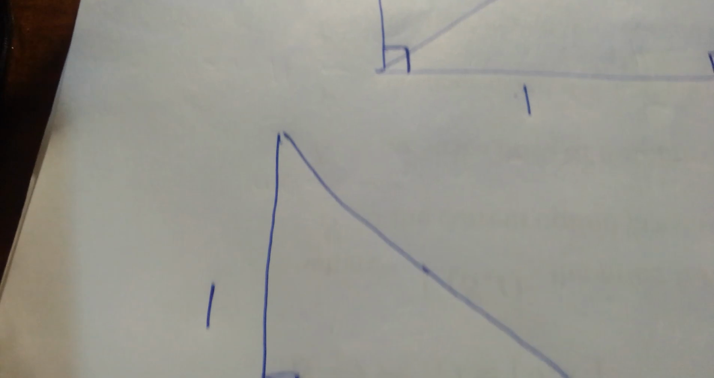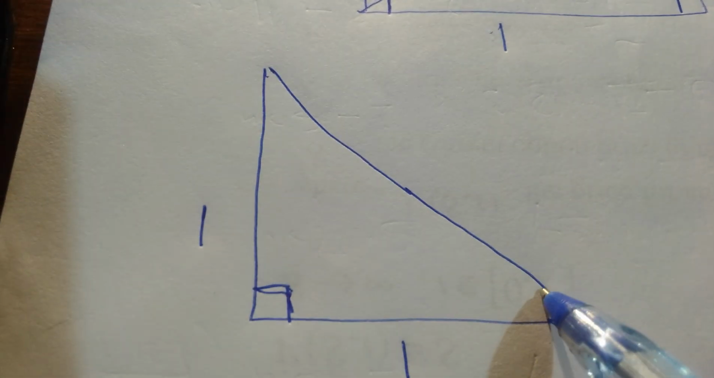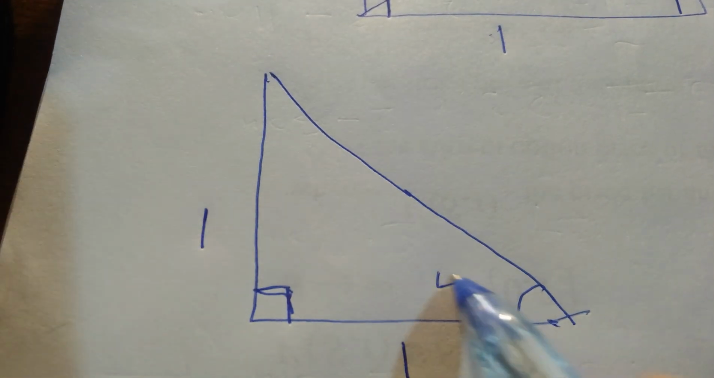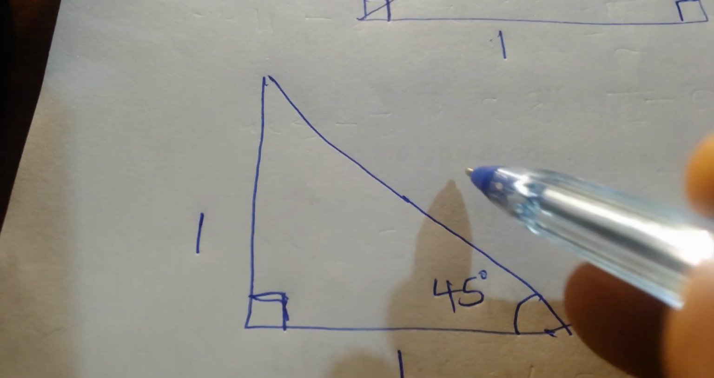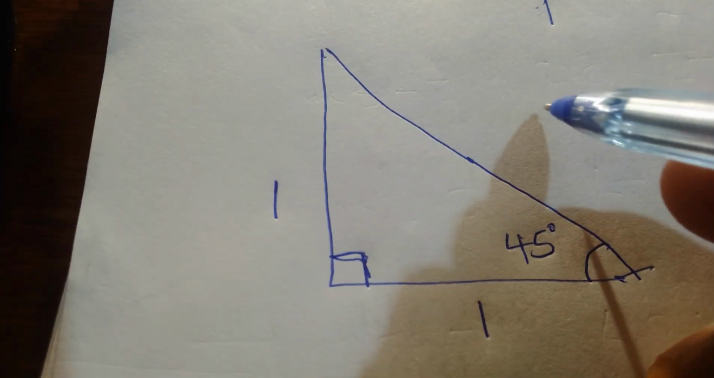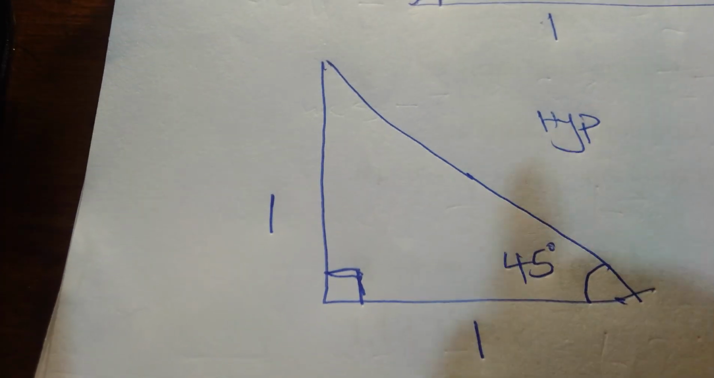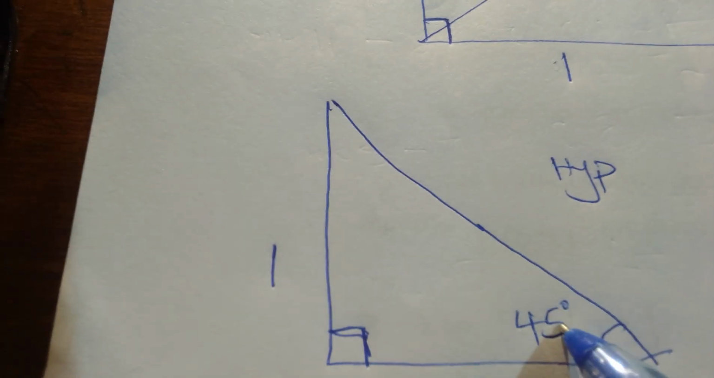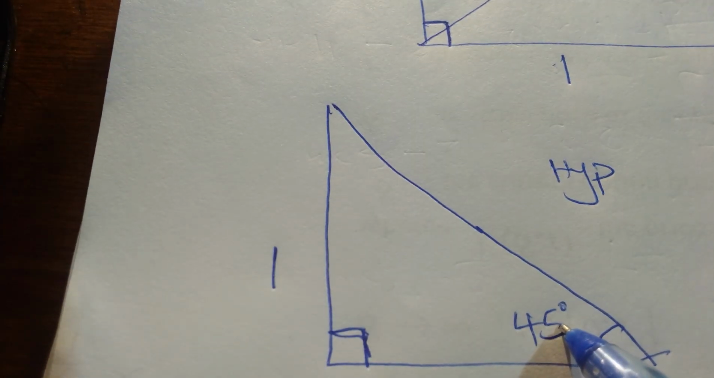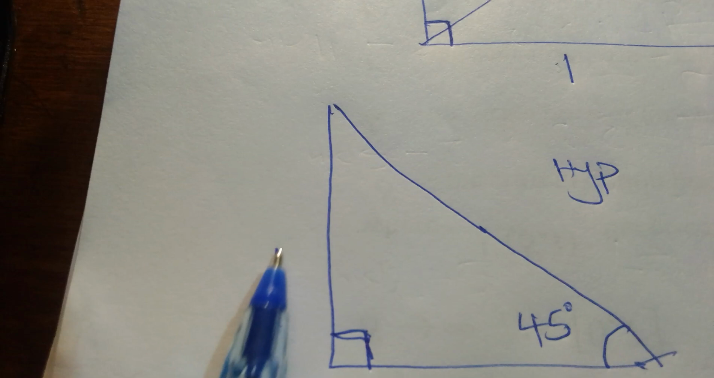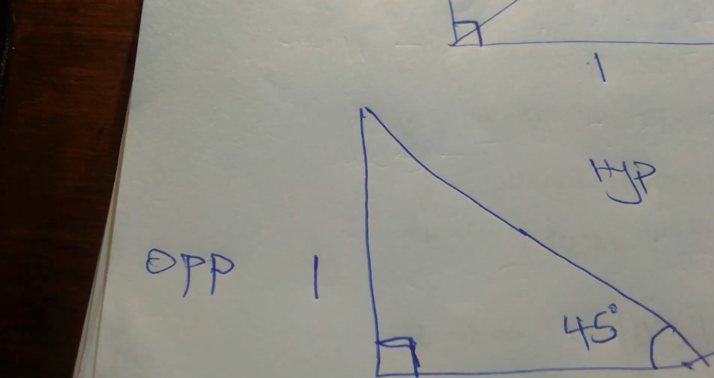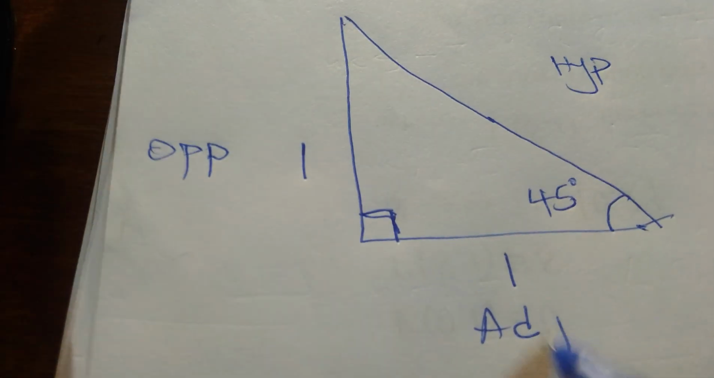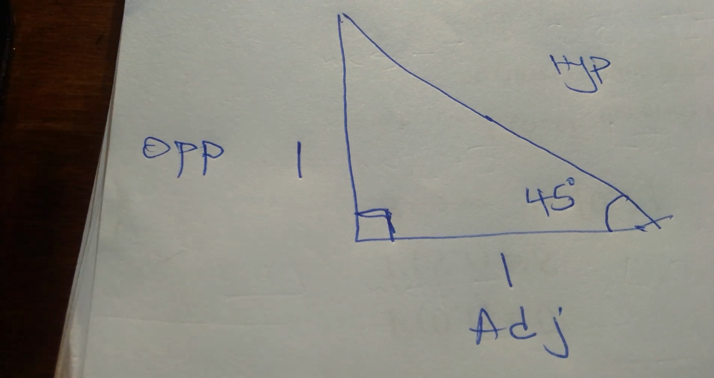If we pick this as the right-angled triangle, don't forget this is side 1, this is side 1, this angle is 90, and this angle will be 45 degrees. This side is the longest side, so it is the hypotenuse. This angle is 45 degrees and is facing this side 1. This side 1 is opposite to it, so definitely this is the opposite side, and then automatically this becomes the adjacent.